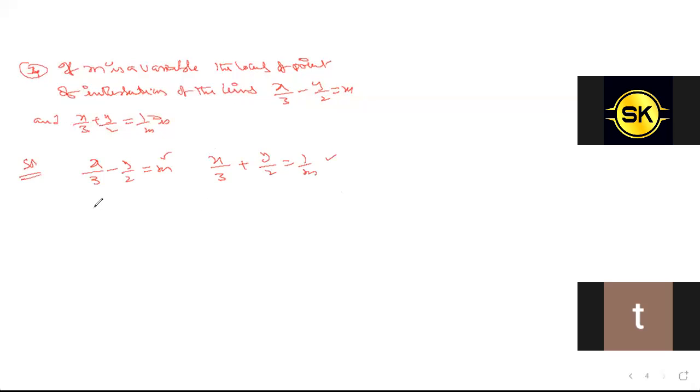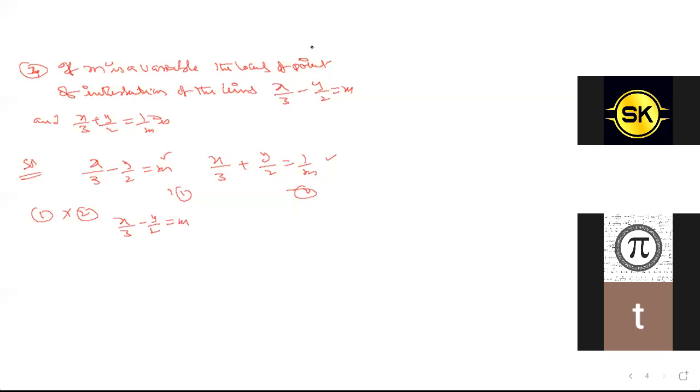Right, sir? So shall I multiply these two? One is multiplied with 2. Yes, sir. Okay, if I multiply, then x by 3 minus y by 2 into x by 3 plus y by 2 is m into 1 by m. Is it okay? In this way, x square by 9 minus y square by 4 is equal to 1. It's a hyperbola.